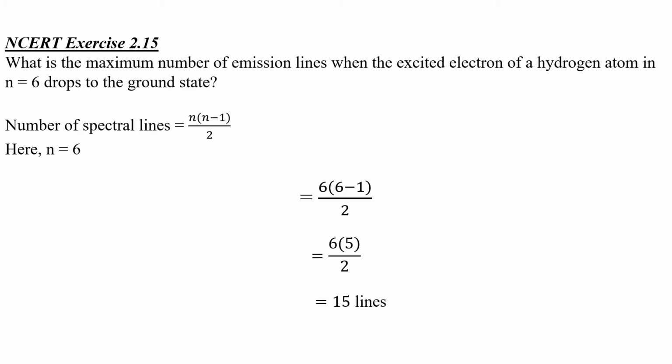Now you are asked to calculate the number of emission lines. You can do this in a very simple way by employing this formula. Number of spectral lines is equal to n into n minus 1 by 2. Here, the value of n, the orbit in which the electron is present, is 6. So substitute 6 in the place of n, and when you solve this, you get 15 lines.